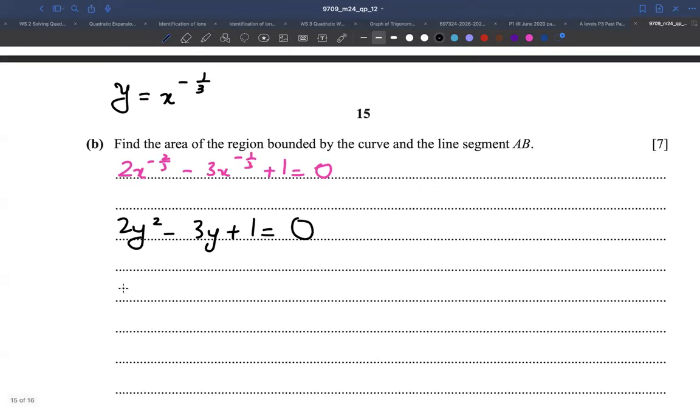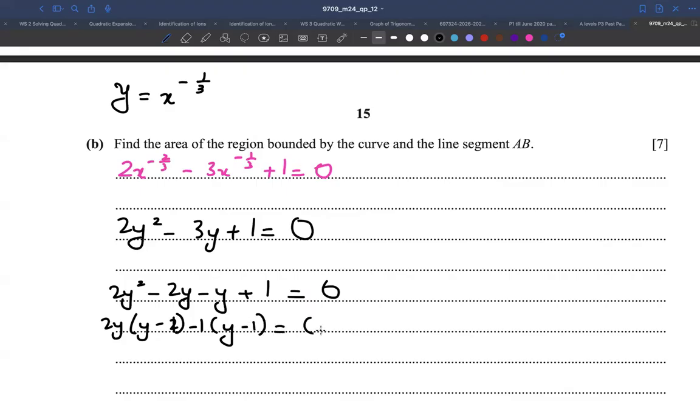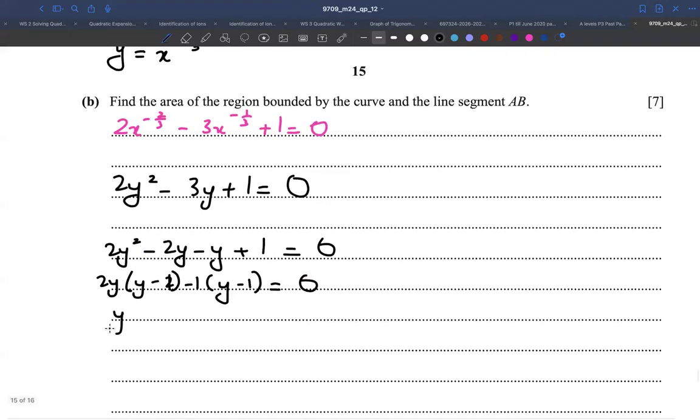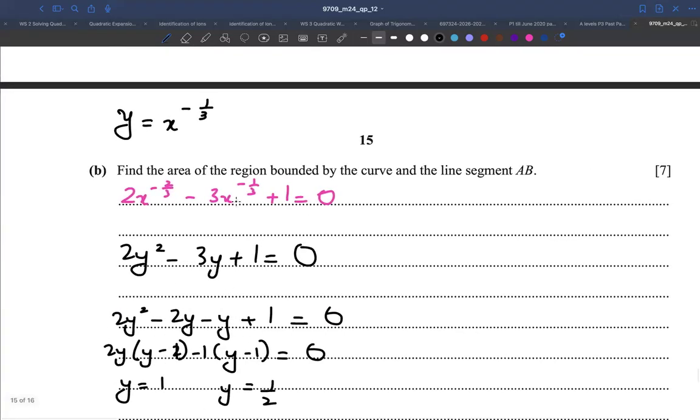Can I do it through middle term breaking? 2y square. Yes, you are right. So the y values will be 1 and half. So y is equal to 1 and y is equal to half, right? So once you have the value of y is 1, if y is 1, so x to the power minus 1 upon 3 is equal to 1. So x will be also equal to 1.